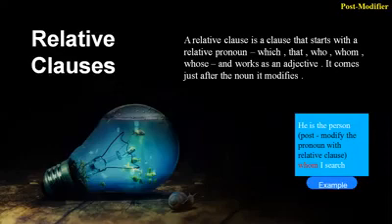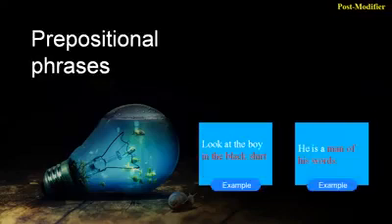Relative clauses. A relative clause is a clause that starts with a relative pronoun. You know relative pronouns: which, that, who, whom, whose, and it works as an adjective. It comes just after the noun it modifies. He is the person whom I search. Okay, here you see post modify the noun or pronoun with a relative clause. Whom I search is a relative clause. Prepositional phrases, of course, are linked with a preposition. Example: looked at the boy in the black shirt. Here the boy is a noun and he is in the black shirt, or he is a man of his words.